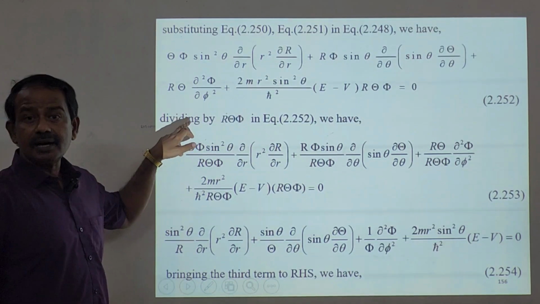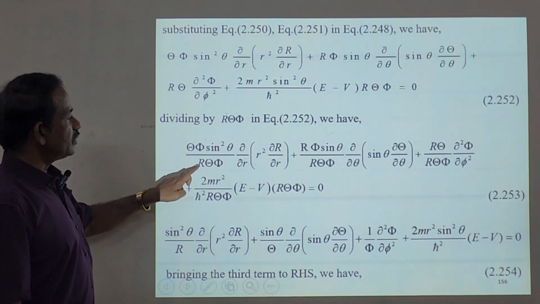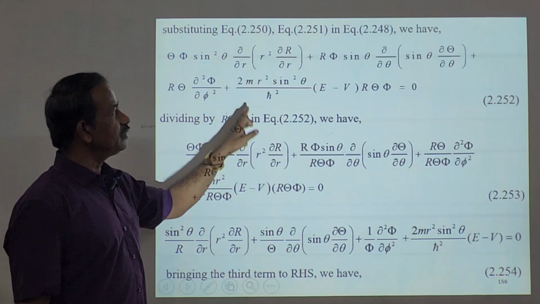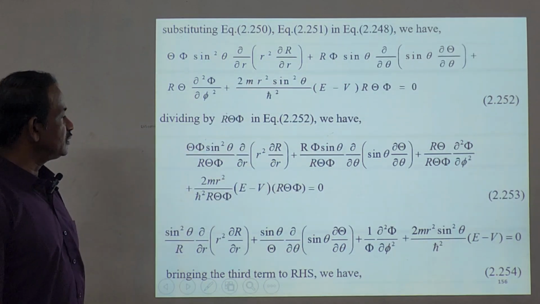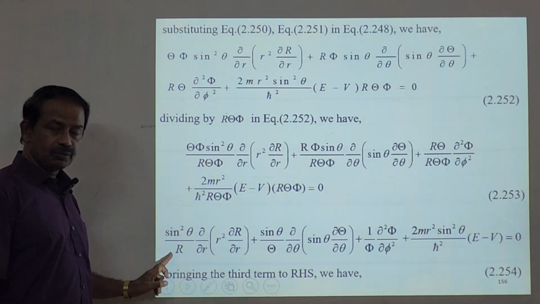Now divide by R Θ Φ. Okay, divide by R Θ Φ. The same equation, you are going to divide by R Θ Φ. Θ Φ will get cancelled. We have 1/R.